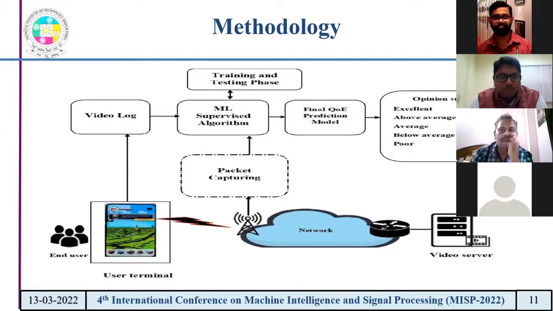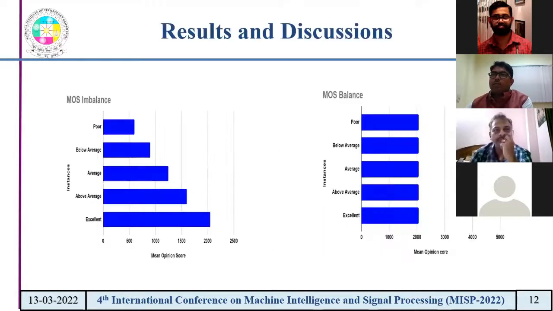Based upon the packet capturing and video log, a machine learning supervised algorithm is used for the training and testing phase, and the final quality of experience prediction model is used to give the mean opinion score: excellent, above average, average, below average, and poor. This is the model we are using. Results and discussion based upon the mean opinion score. The datasets are divided into imbalanced and balanced.